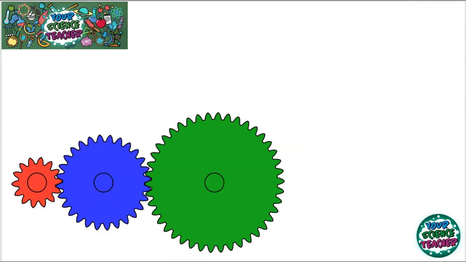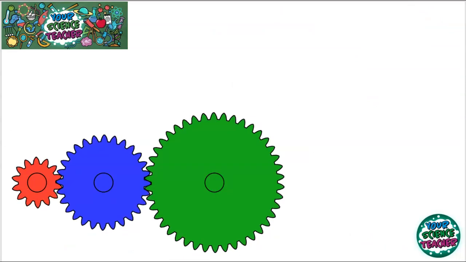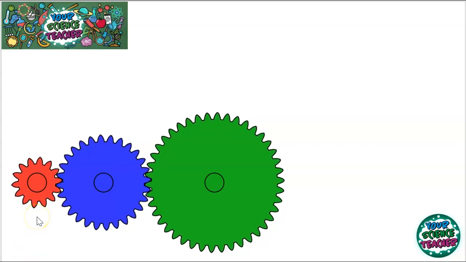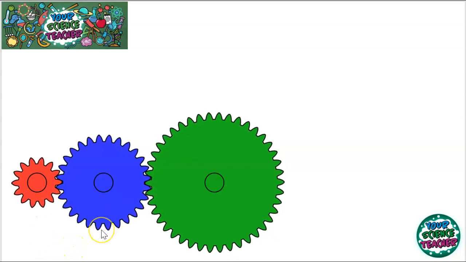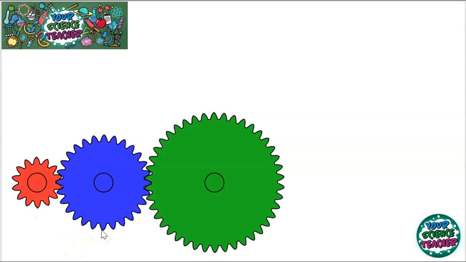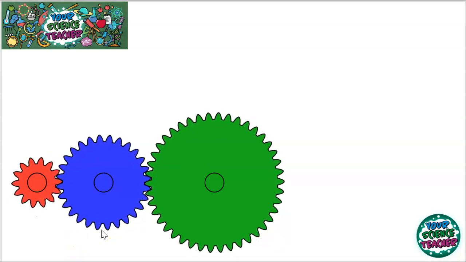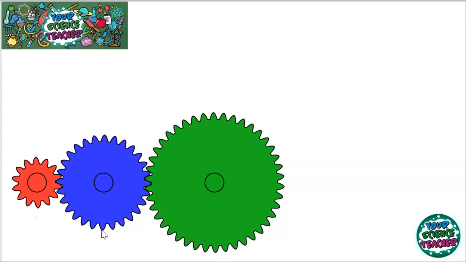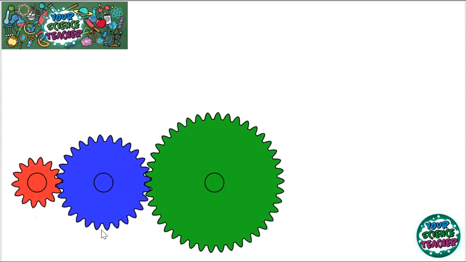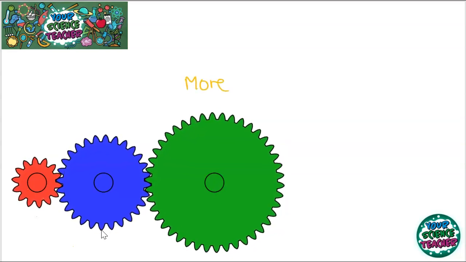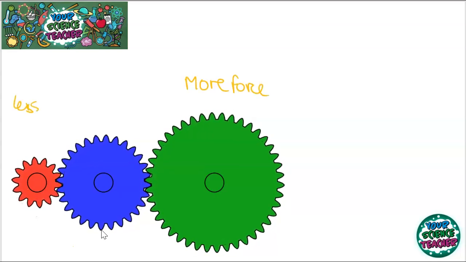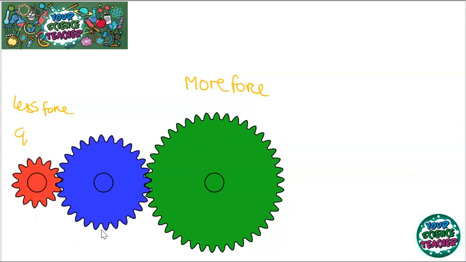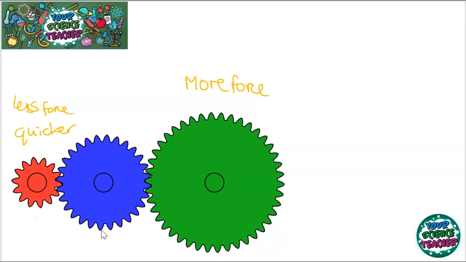Gears also use the moment turning effect, and they work together to alter the speed between a driving mechanism and a driven part. If you look at these 3 gears working together, you'll notice that the small one looks like it's moving faster. That's because it actually is, okay? The larger wheel has more force but less speed, whereas the smaller wheel has less force but moves quicker.